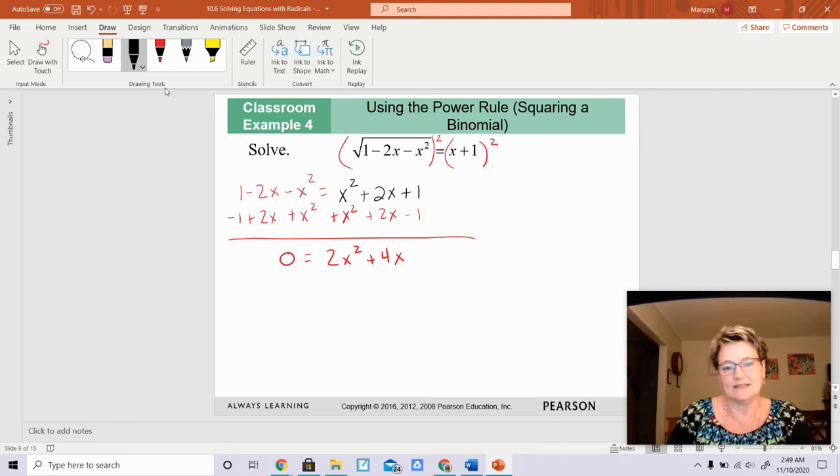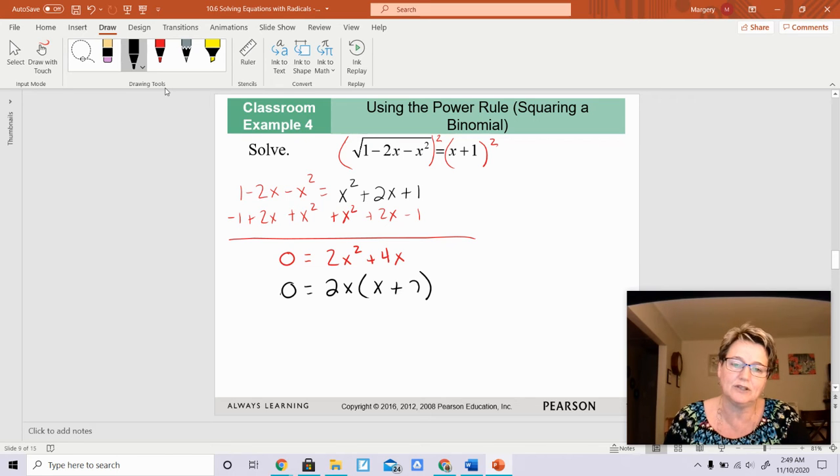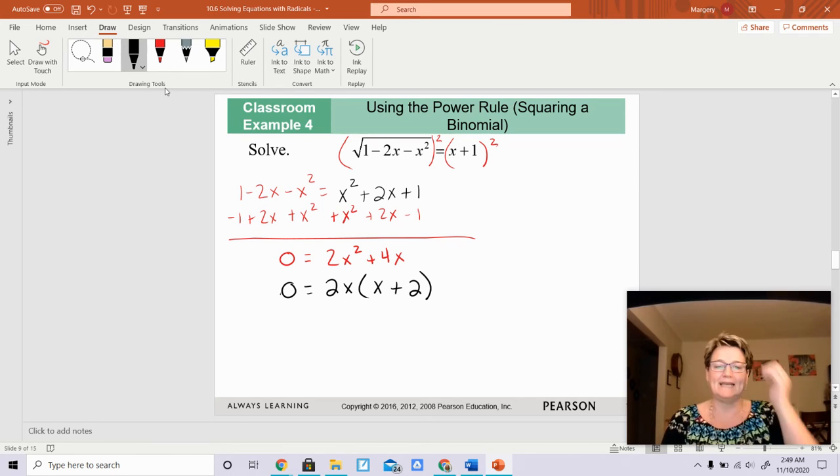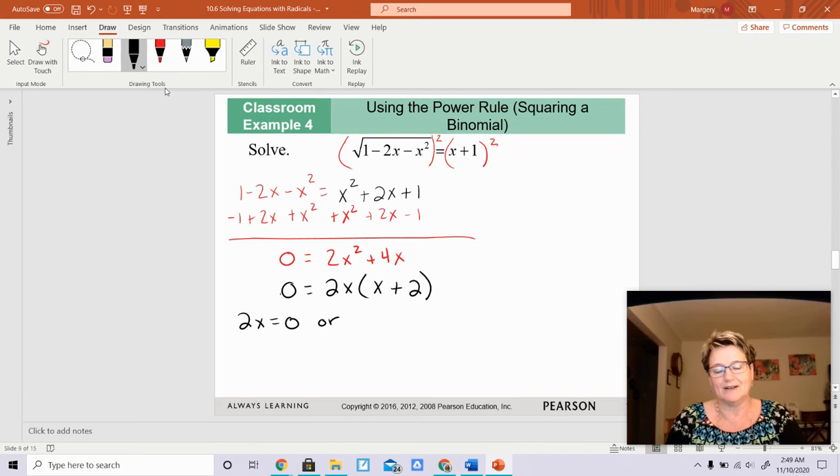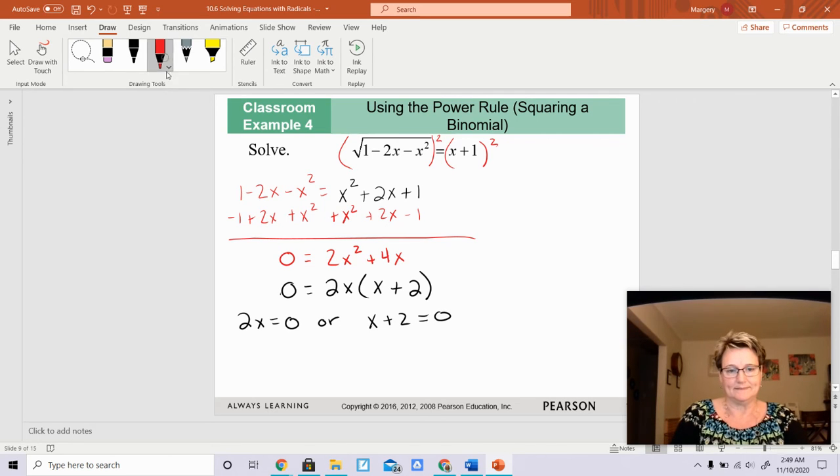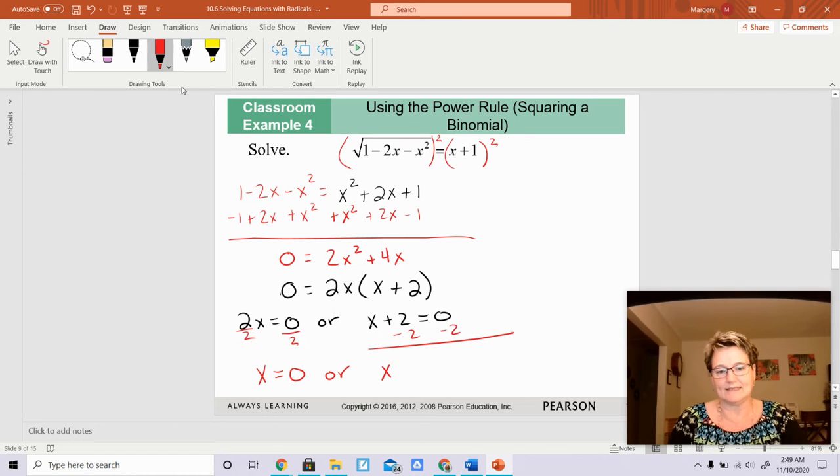Now I'm going to factor this. I notice that they both share a 2 and they both share an x. So I'm going to factor out a 2x. It's going to leave me x plus 2. So what you're going to do is take the first part and set it equal to 0, or take the second part and set it equal to 0. I'm going to divide this by 2. My first answer is 0, or I'm going to minus 2 from both sides, and I get x equals negative 2. So those are my two answers.